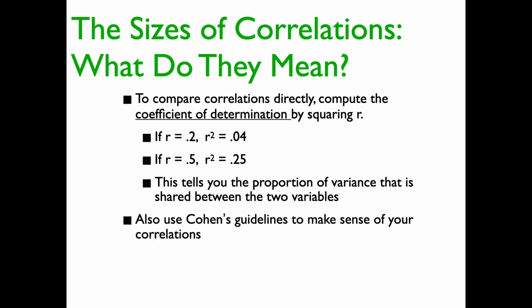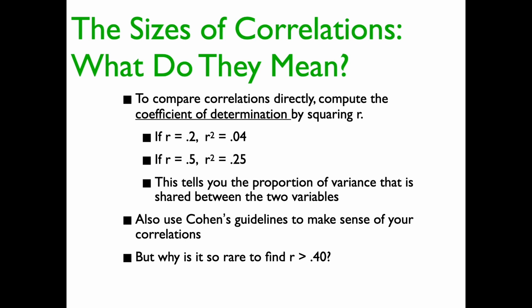You can also use Cohen's guidelines, of course, to make sense of your correlations. But you might remember that I told you it's pretty rare in psychology to find correlations that are much greater than 0.4. Why is that? Why is it so rare to find an R greater than 0.4? Well, let's consider that a little bit.